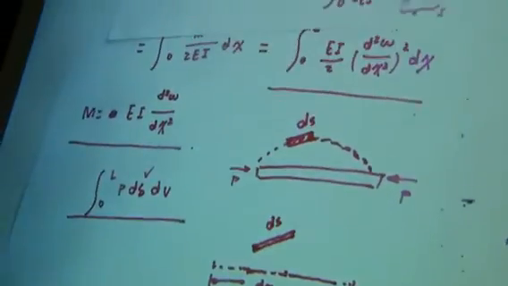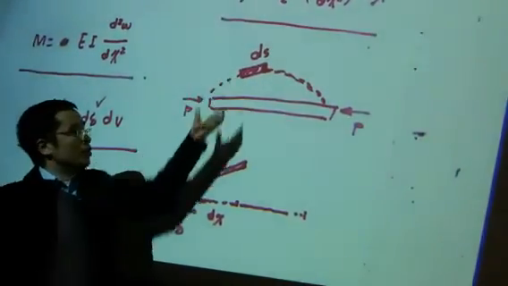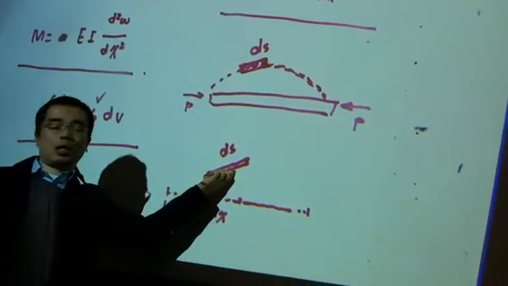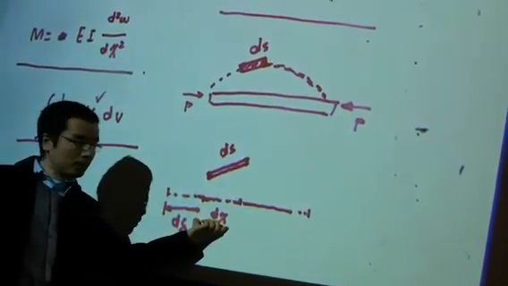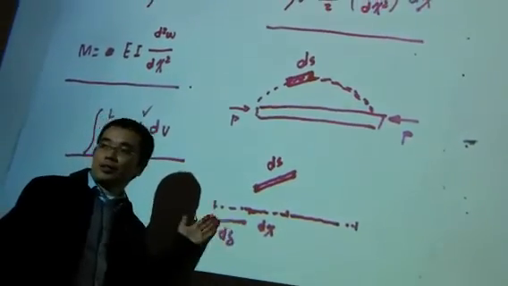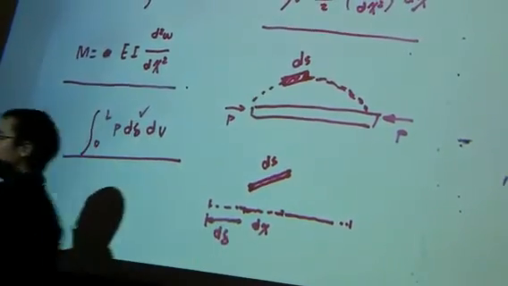The baseline is the undeformed shape, and ds is the deformed shape. I take this segment out from the deformed column, and the undeformed shape is still there. This is the original length, dx. This is d delta, the decrease along the length direction.